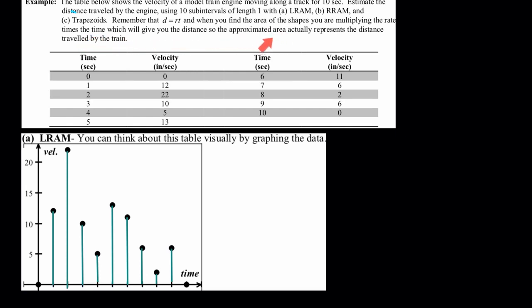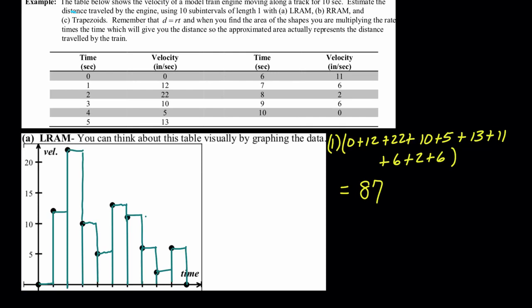So the approximated area actually represents the distance traveled by the train. All right, so do an LRAM approximation of this one. The first thing we did is plotted all the points, and then we're going to look at the rectangles. I'm going to pause the video and fill in some information, and then we'll come back to this.